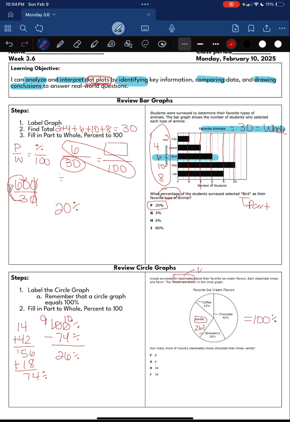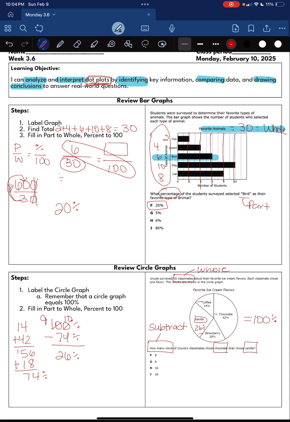Okay, now I'm going to read my problem, and it says, Ursula surveyed 50 classmates. That right there is my whole. This whole survey is based on 50 classmates. So 100% equals the actual number 50 classmates. About their favorite ice cream flavors. Each classmate chose one flavor. The results are shown in the circle graph. How many more? As soon as I see how many more, I know I'm going to have to subtract. Of Ursula's classmates chose chocolate, then chose vanilla.